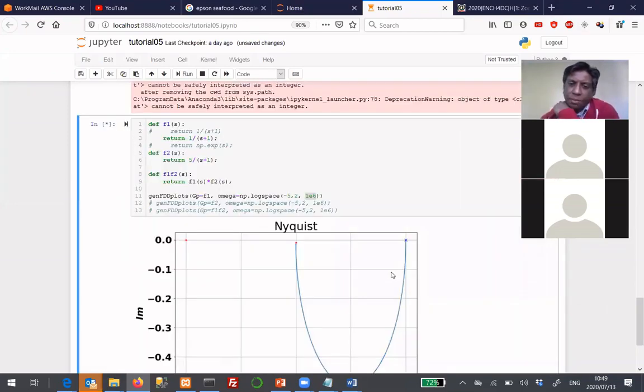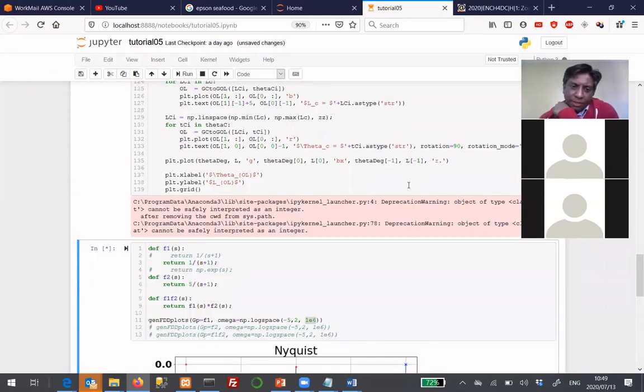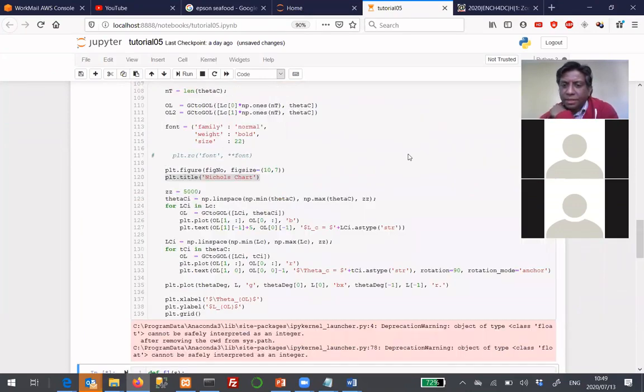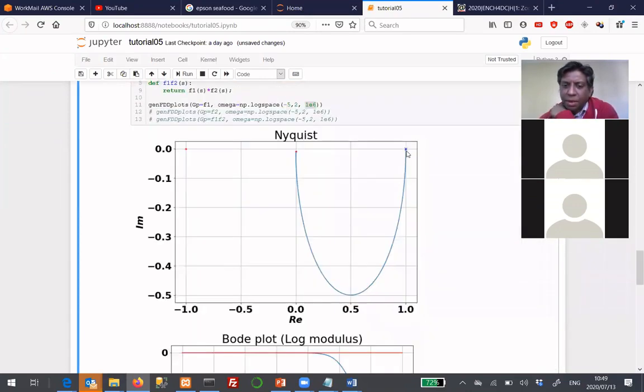So if we run that, right, you get the Nyquist plot. And by the way, if you read in the code, you'll see the starting point is marked with a blue X, and the end point is marked with a red dot. We are also marking the point -1, 0, right? We said real part -1 and imaginary part 0. That's a kind of critical point for us.